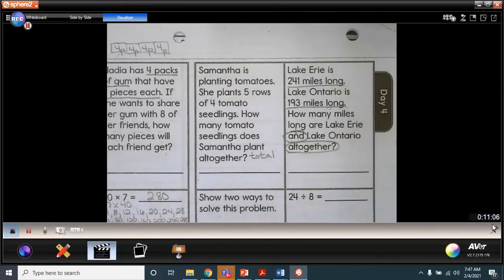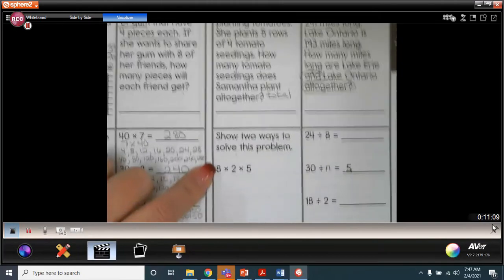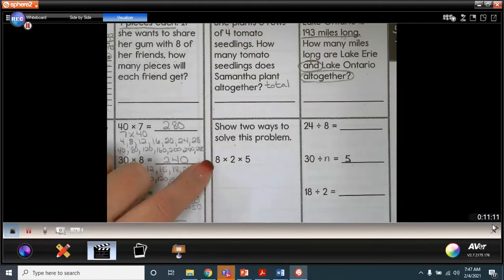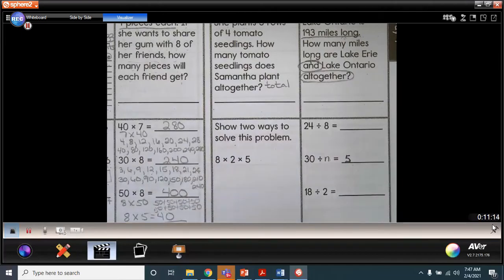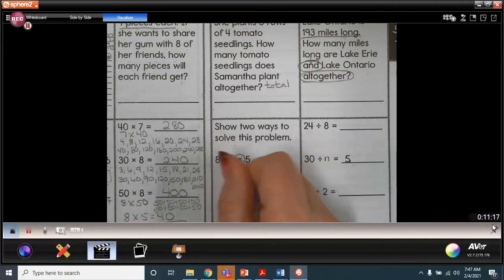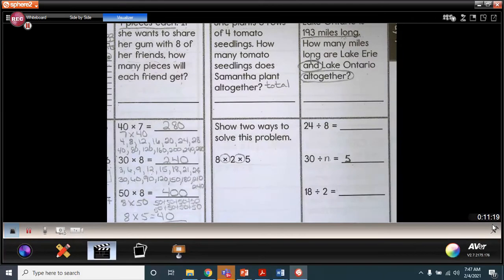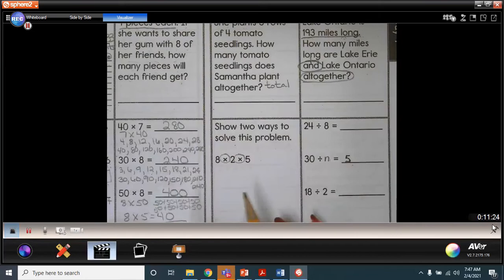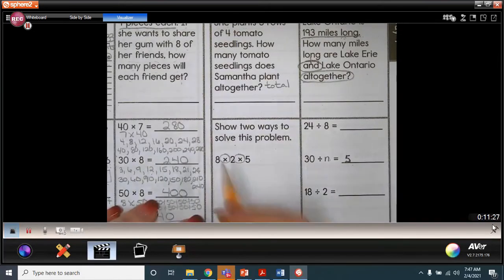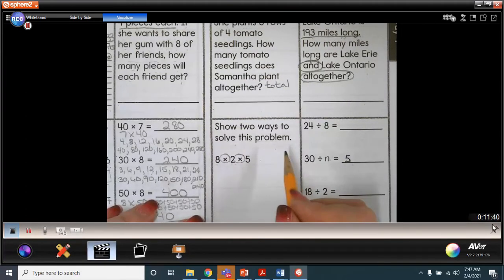So now let's take a look at our second problem. And it says I have 8 times 2 times 5. Well, guess what, guys? Look, I've got two multiplication symbols now. And what that means is I have groups of groups. So what does that look like? Well, if I have 8 groups of 2, and then I take those 8 groups of 2 and I do it 5 times, then basically I've got groups of groups. So let's show or demonstrate what I mean by that.